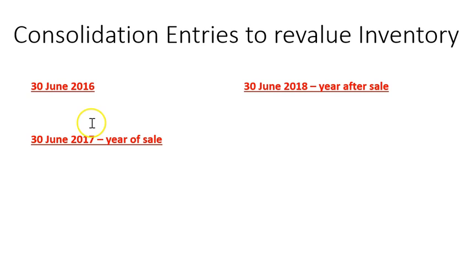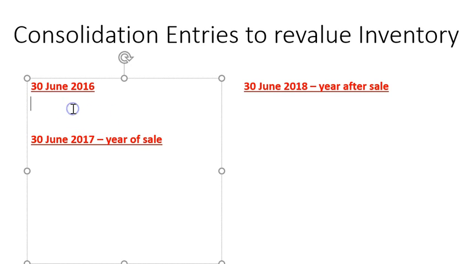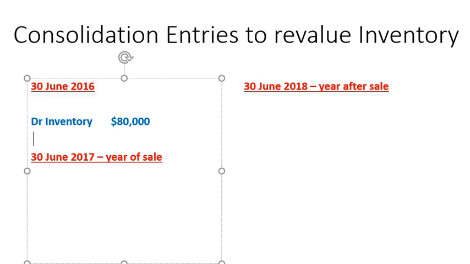Okay, so now we're going to look at revaluing inventory. We know from the question that the fair value of inventory is $150,000, but the carrying amount in the subsidiary books is $70,000. So that means we need to increase the value of inventory by $80,000. And the way we're going to do that is by debiting inventory by $80,000. So this will increase it from $70,000 to the fair value of $150,000. We're also going to credit the BCVR.